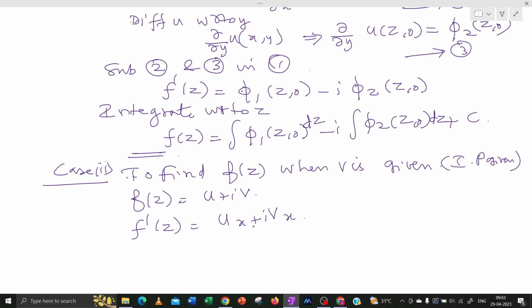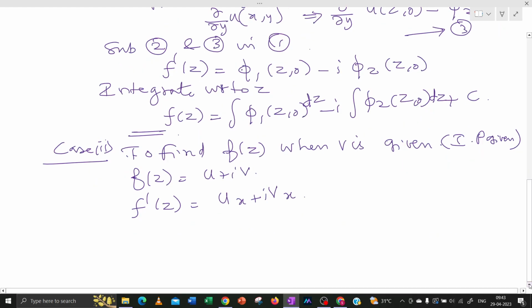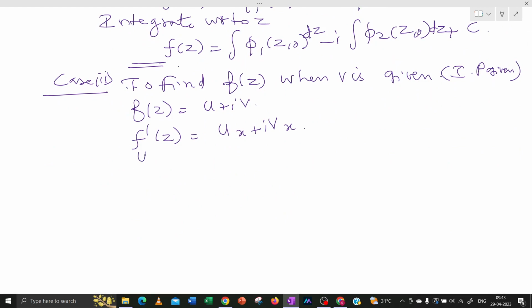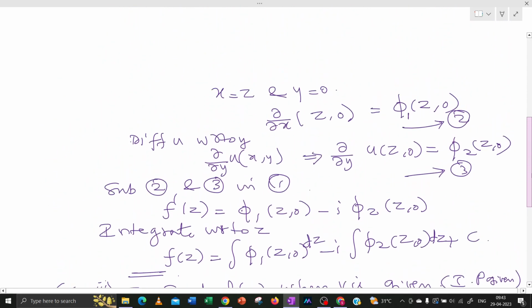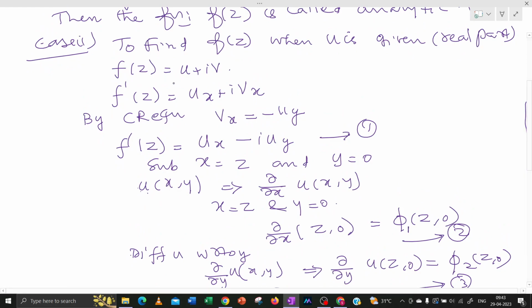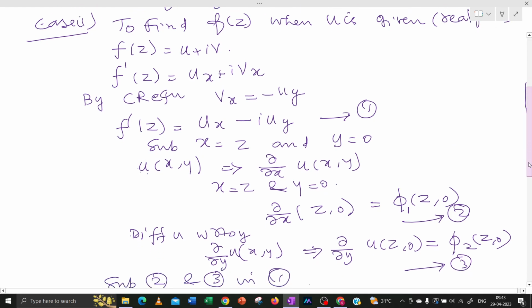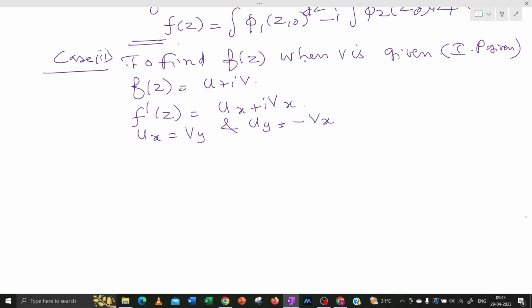Is it not? So by the CR equation, what is the CR equation? Ux equal to Vy, Uy equal to minus Vx. In case 1 you are converting V into U, since only the real part is given, we can find Ux and Uy. Here the imaginary part v is given, so you have to convert u into v.